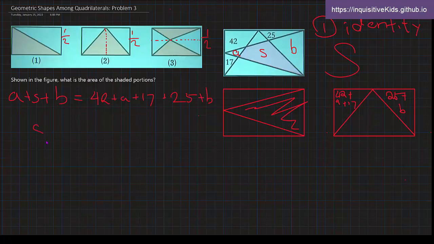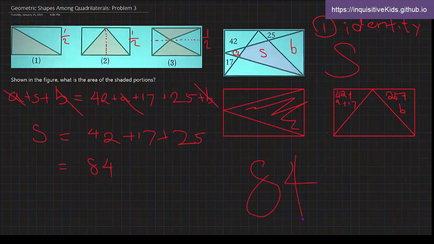Now, how do we find S? Well, I see A and B on each side of the equation, so I can just cancel them out, and then S would be equal to 42 plus 17 plus 25. We're just going to add this all up: 42 plus 17 is equal to 59. 59 plus 25 is equal to 84. So the final area for S is 84.